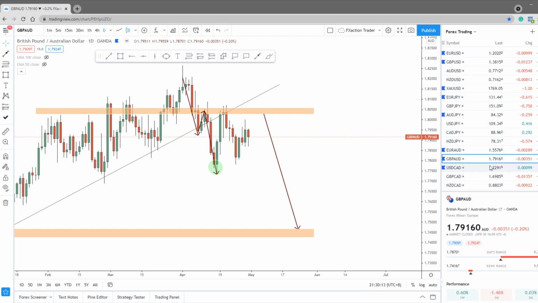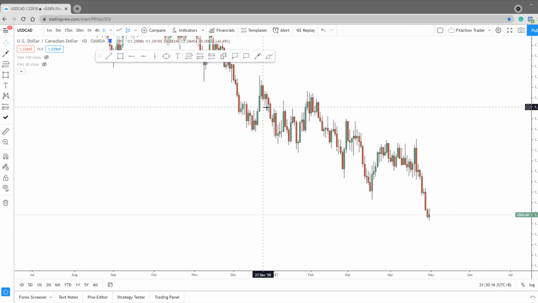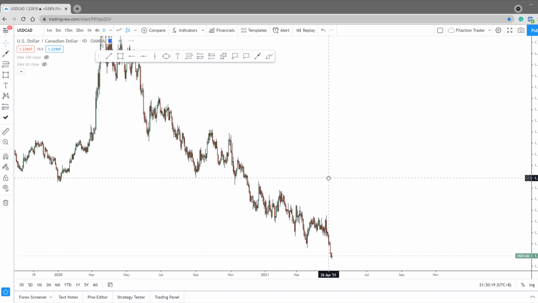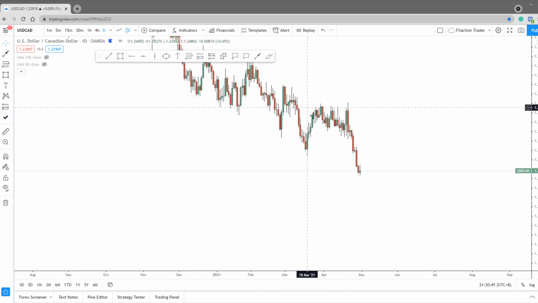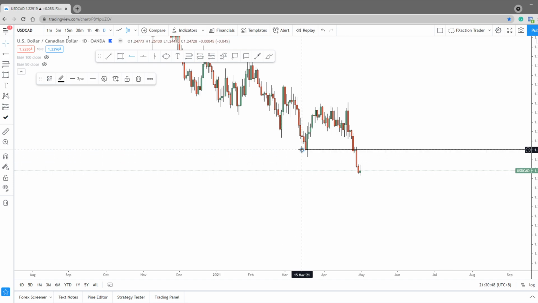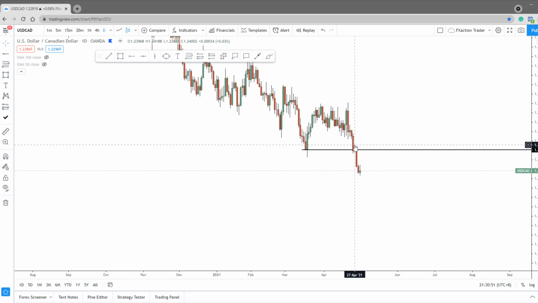So the last pair for this week, Dollar Canadian. I believe I have mentioned quite many times in my videos that we are still in a very strong bearish view for this Dollar Canadian pair, as this pair has been in a very strong bearish momentum since last year. Last week, we can see that we got a new low on the daily, where the previous daily low has been broken by a very strong bearish momentum candle.